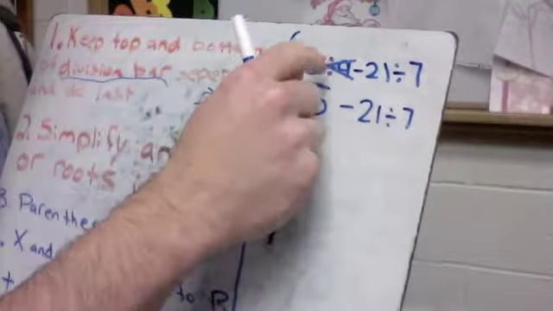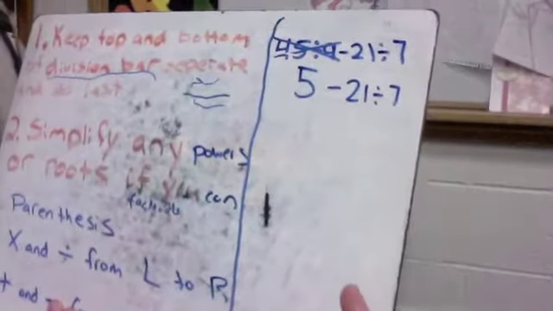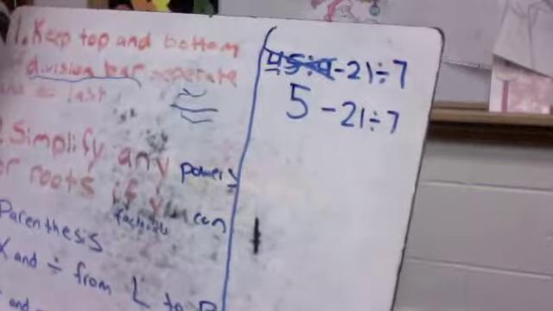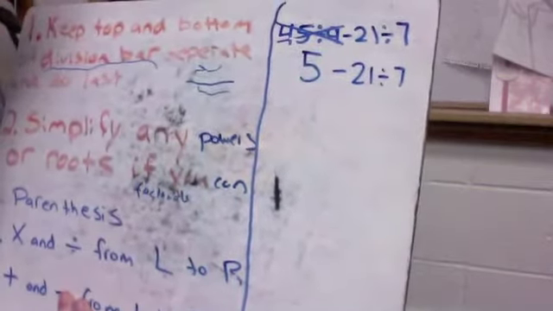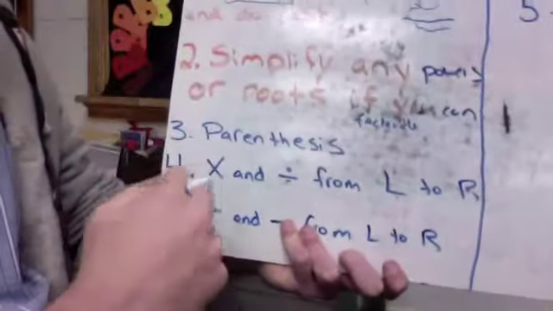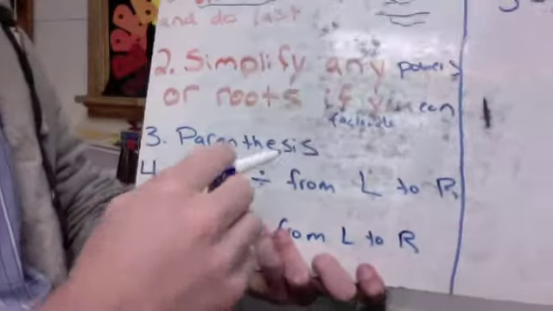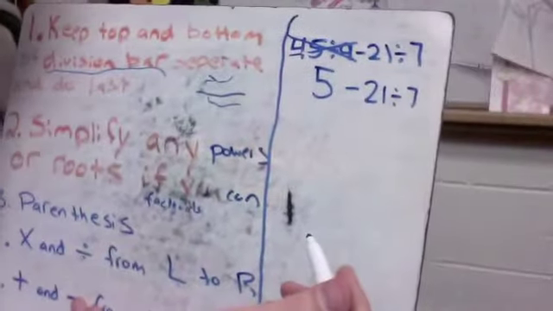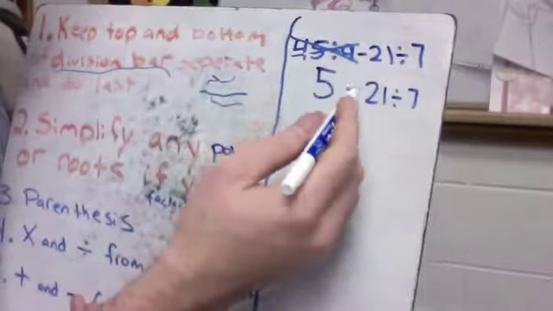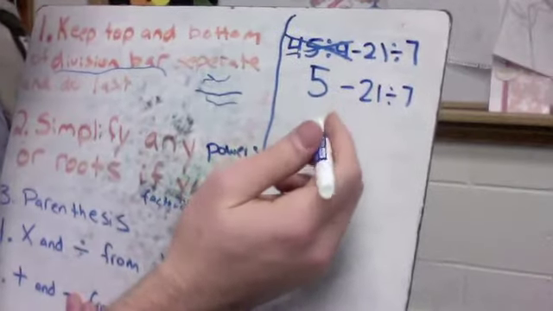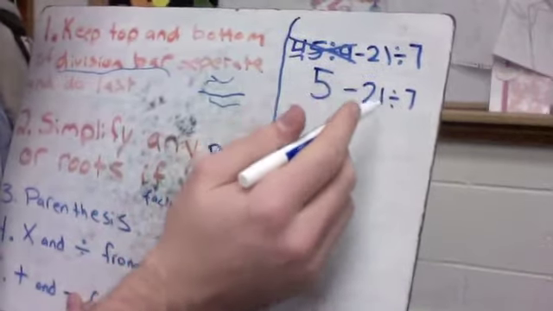Okay, to save confusion, you could also just erase that and stick that 5 in there, because that represents 5. Okay, next. We're still on step 4, we still have to do all the multiply and divide before we can do anything else. So I'm not going to do 5 minus 21 yet. I've got to do all the division first.